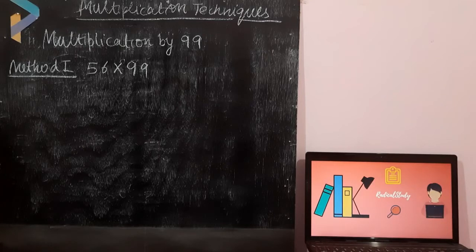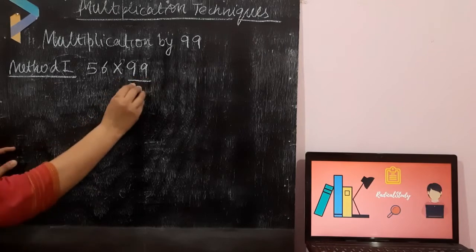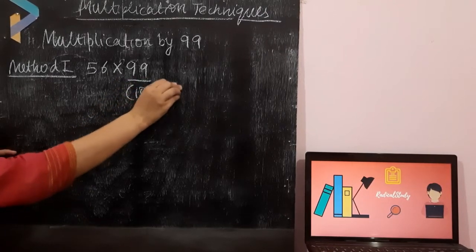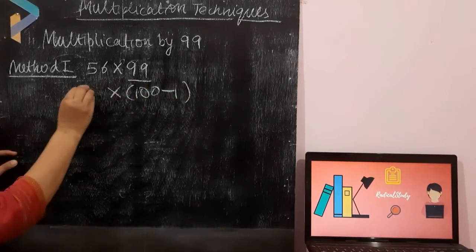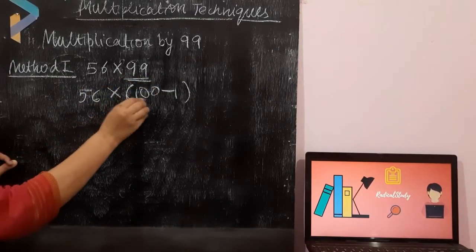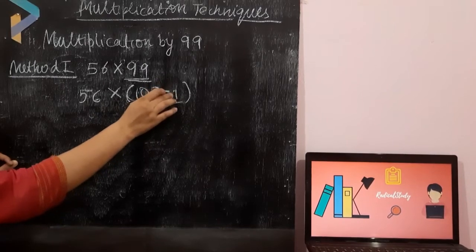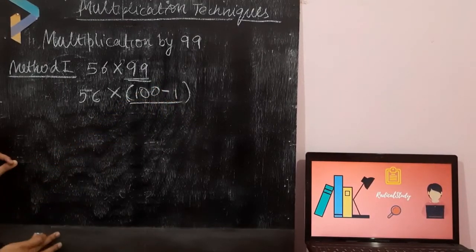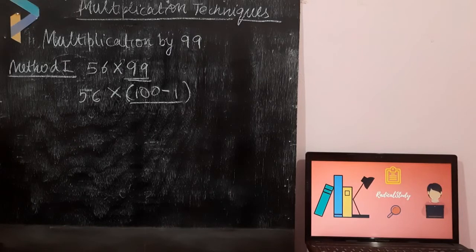So students, as you can see, I have taken one example in order to explain method 1. It is 56 multiplied by 99. So in the previous one, the method of 15, we have split 15 and we have written it like 10 plus 5. So can we write 99 as 100 minus 1? Yes, we can write like this. So this is method number 1. You have to write the number in the form like this, 100 minus 1. So 99 can be written as 100 minus 1.